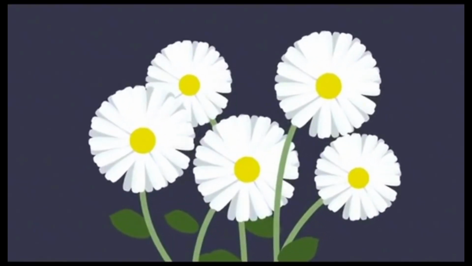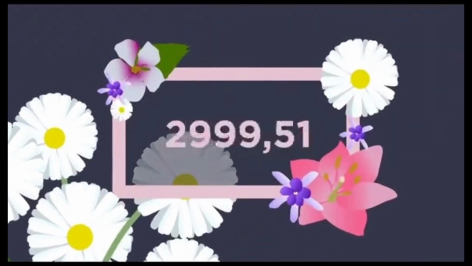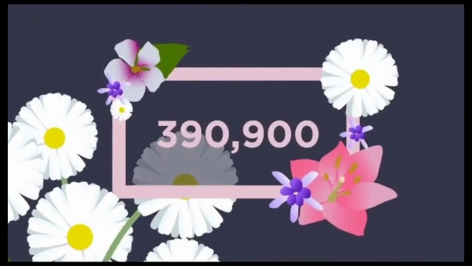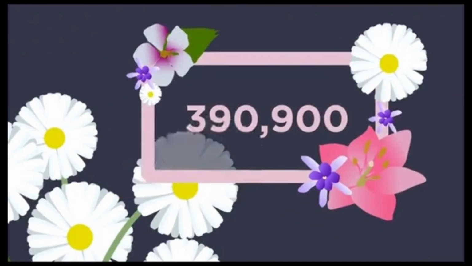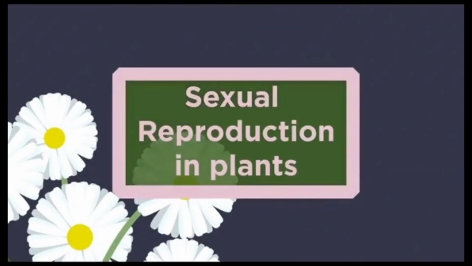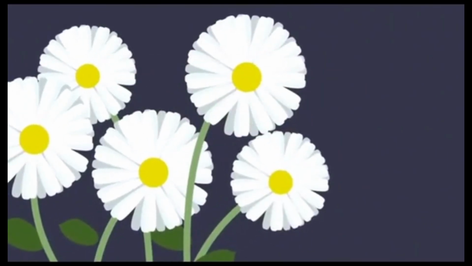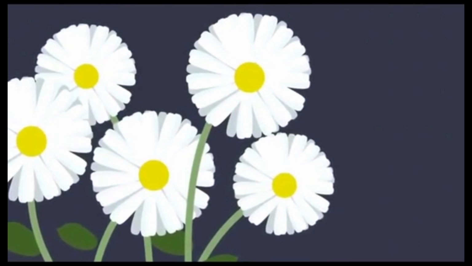I am going to show you a video on reproduction among flowering plants. In this video, we will be looking at sexual reproduction in plants. Did you know that there are an estimated 390,900 plant species known to science? This diversity of plant species is in part due to sexual reproduction. In plants, sexual reproduction is carried out in the flowers. The flowers contain the sexual organs.